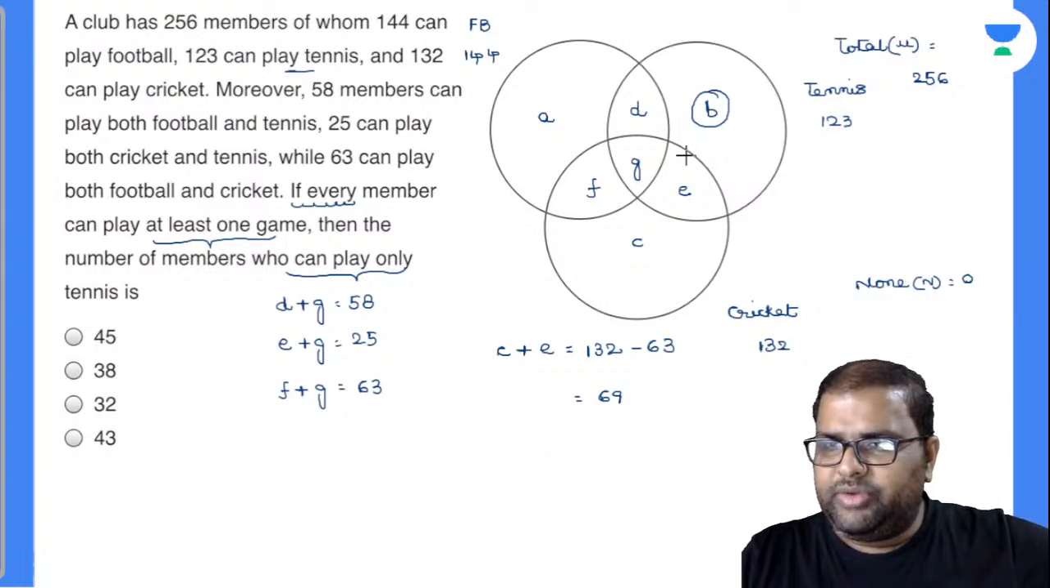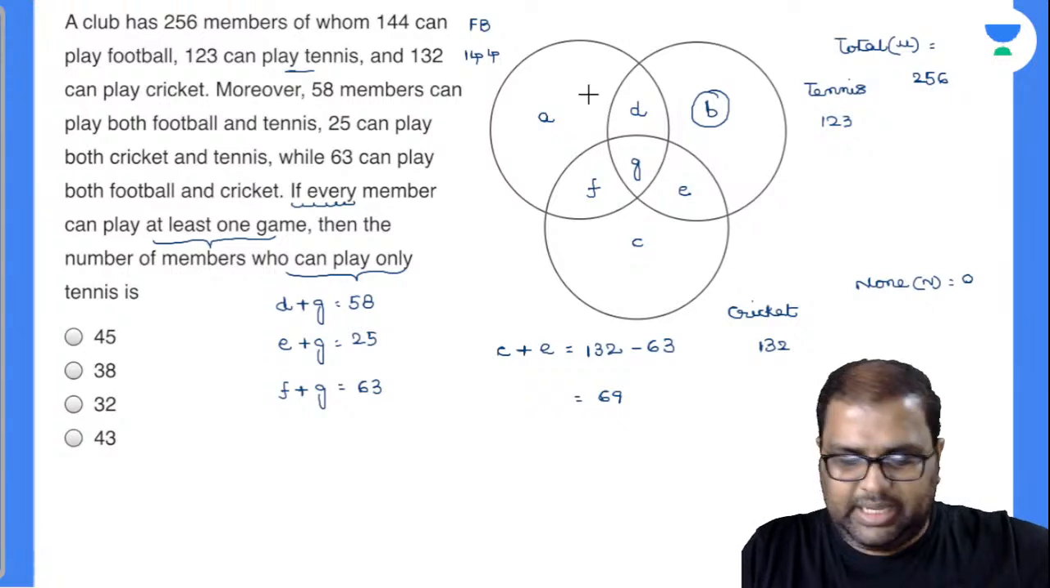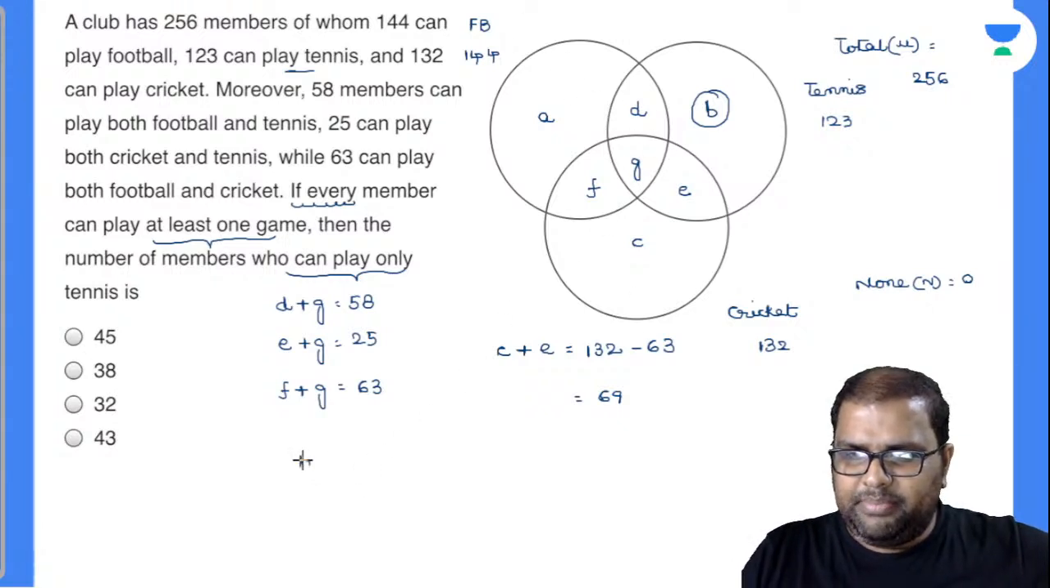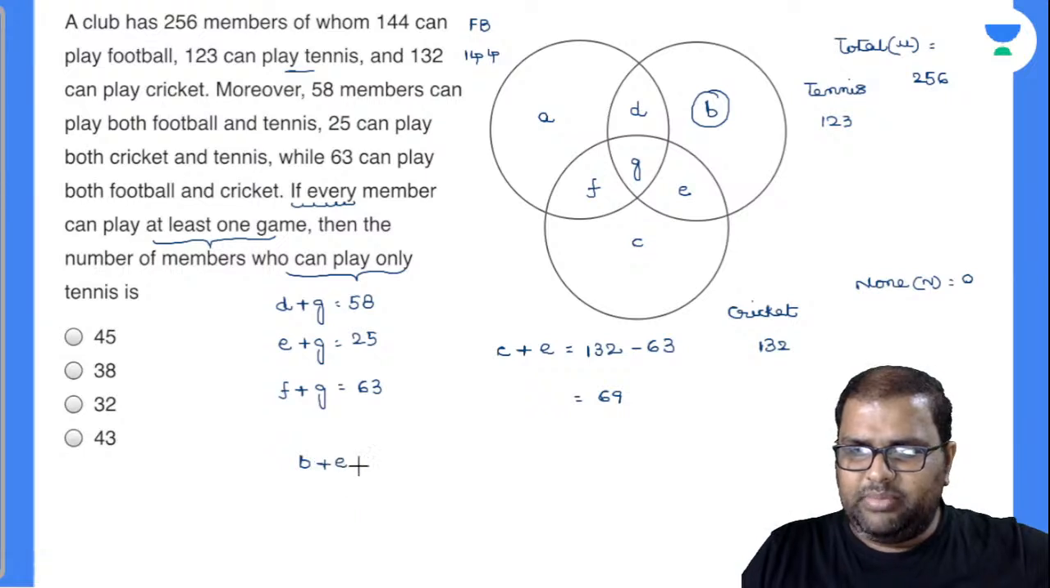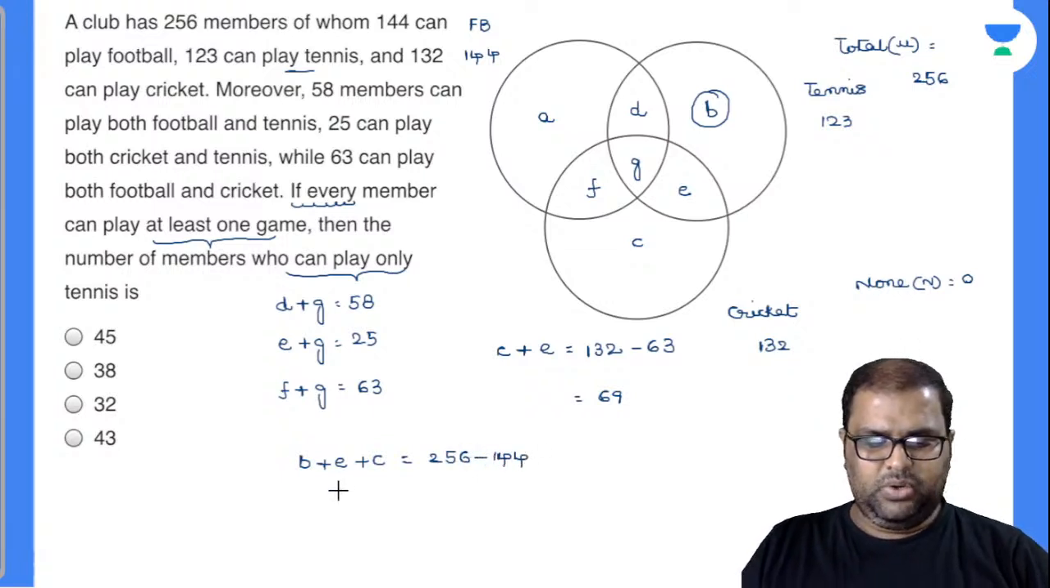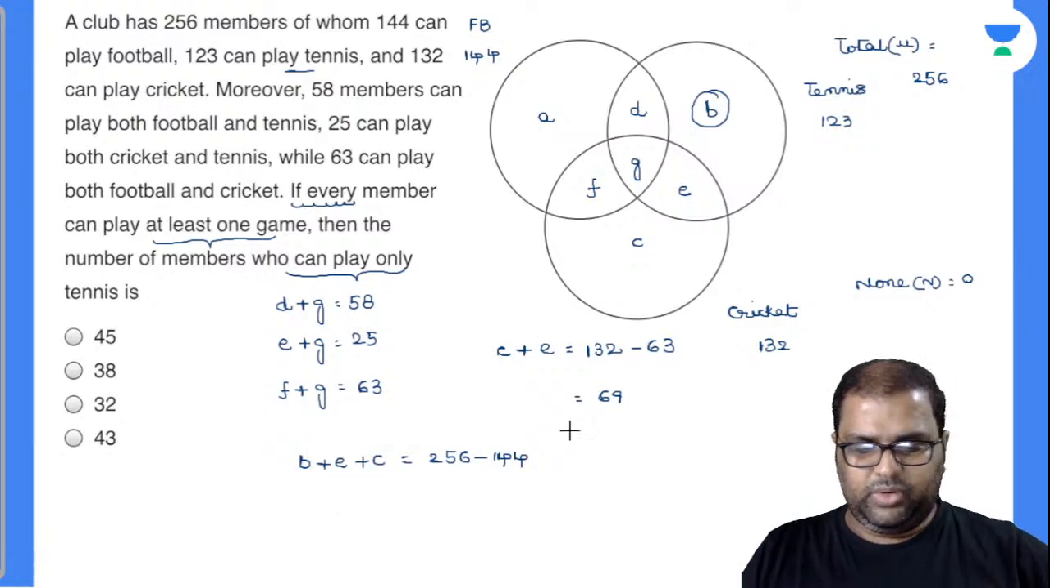Closely observe one more point. From the total 256, I will remove the football circle. So what will be left over? B plus E plus C will be left over. Am I right or wrong? Yes. 256 minus 144 will be how much? Calculate this value and let me know. 256 minus 144 is 112.